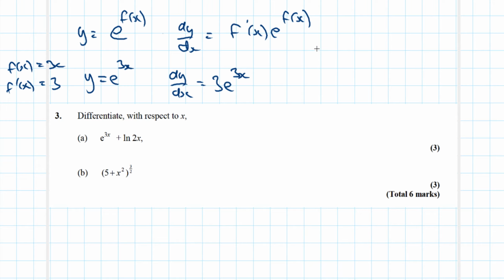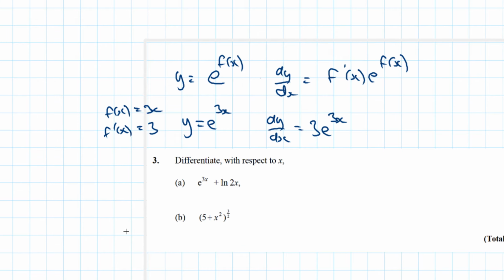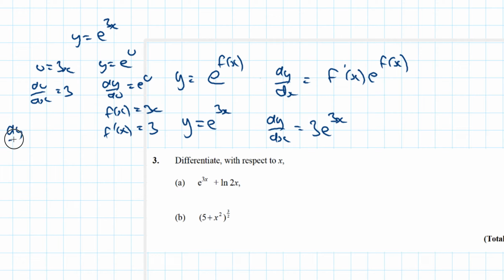Or you could use a chain rule. So with the chain rule, you would say that u equals 3x, if y is equal to e to the 3x, and y is equal to e to the u. du dx is equal to 3, dy du is equal to e to the u, because that's the fact about e to the x. If you differentiate it, it's also e to the x. And then dy dx is equal to du dx times dy du, which is equal to 3e to the u, which is equal to 3e to the 3x.